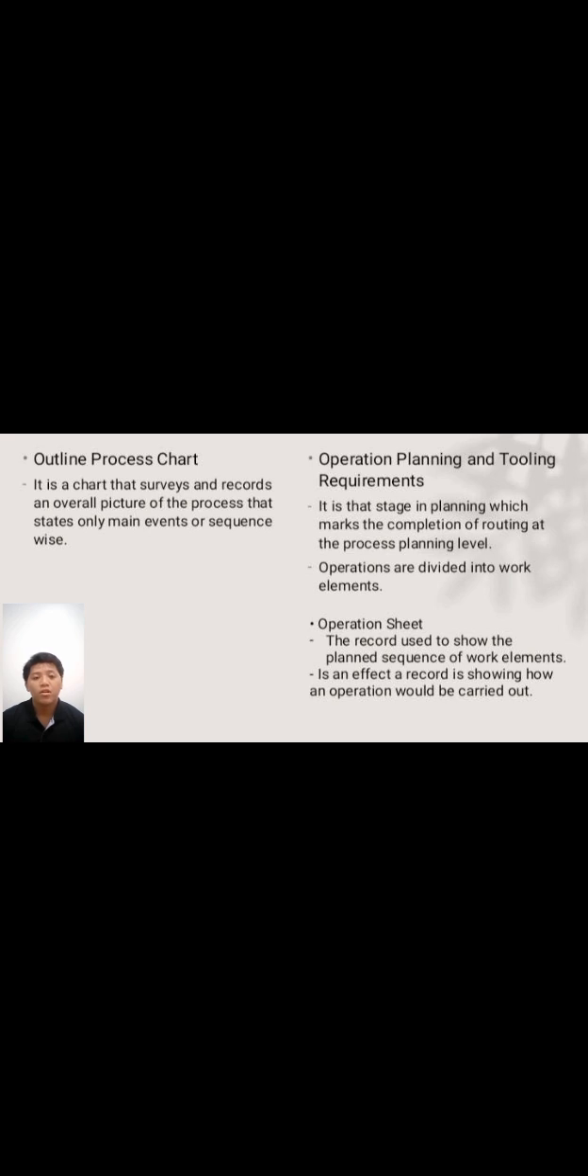Operation sheet. An operation sheet is a document that outlines specific details of a manufacturing or operation process. It typically includes information such as the steps involved, sequence of operations, tools and equipment required, time estimates for each step, and any other relevant instructions. This document serves as a guideline for individuals involved in the process to ensure consistency, efficiency, and quality in the execution of tasks.